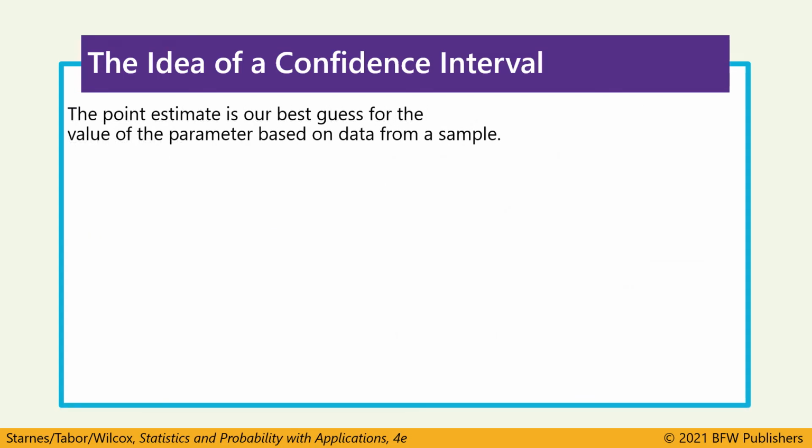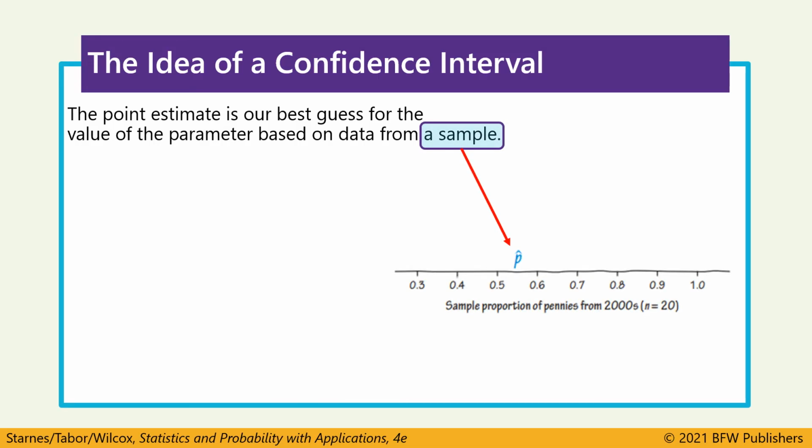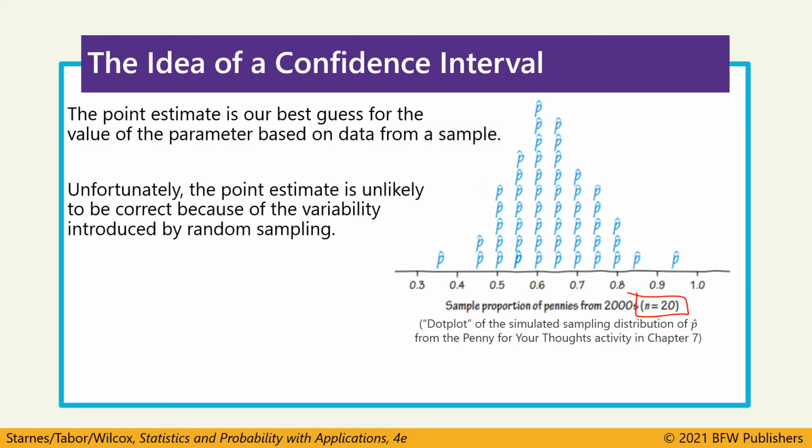As a visual representation of that, let's tie it back to what we did in Chapter 7 with our population of pennies and choosing a sample from them to find out what proportion were made in the 2000s. If we took a sample of 20 pennies, we would get a p-hat based on that sample. If we did it again, or if we looked at what other students in the class got, we get a bunch of different p-hats, and that's because samples vary.